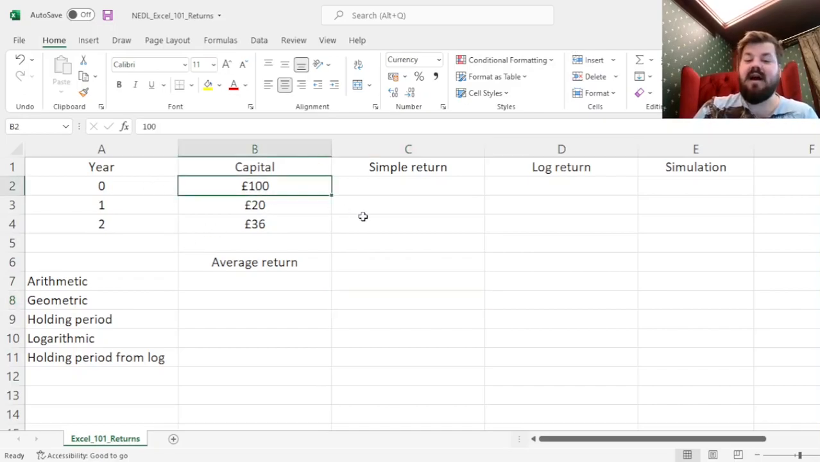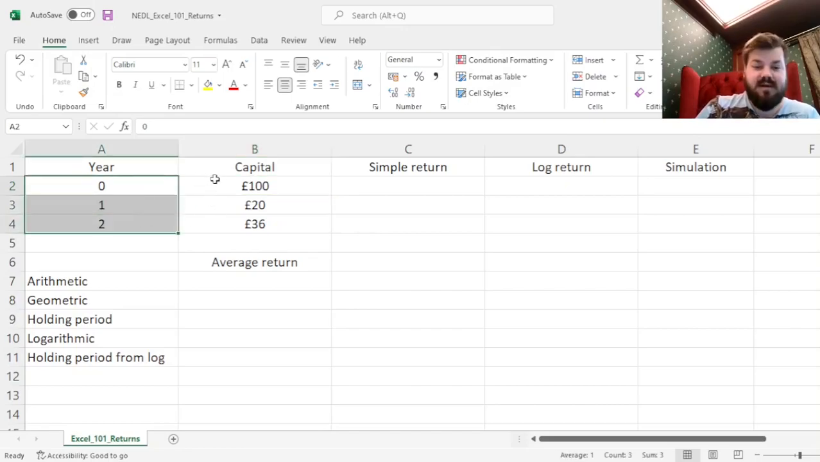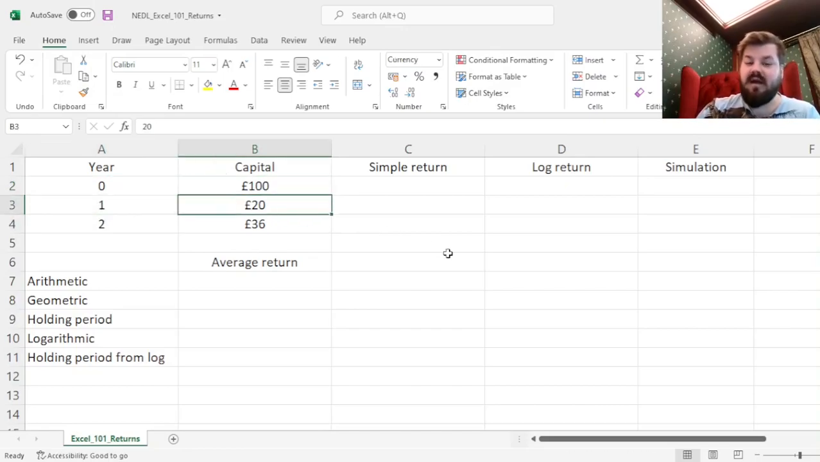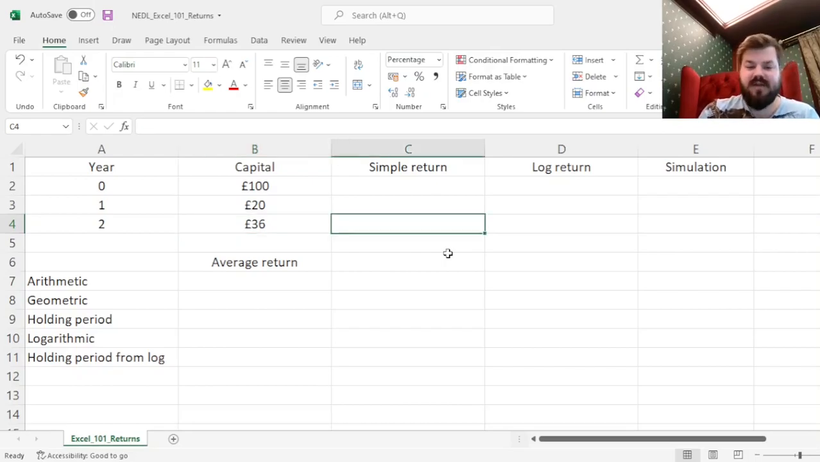We invested £100 for 2 years, and at the end of the first year, the value of our holdings dropped way down to £20, but at the end of the second year, the value of our holdings rebounded a bit to equal £36, and we want to estimate the average annual return.